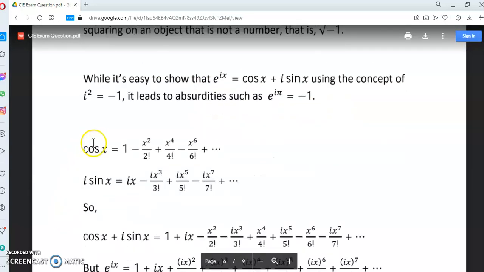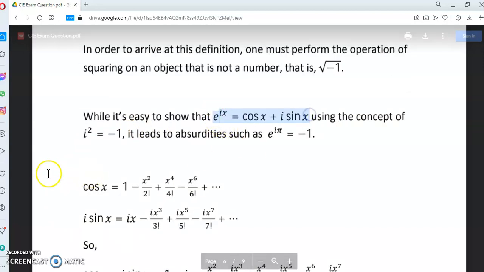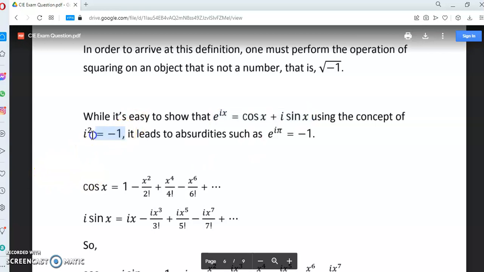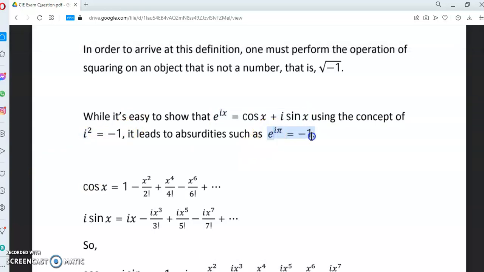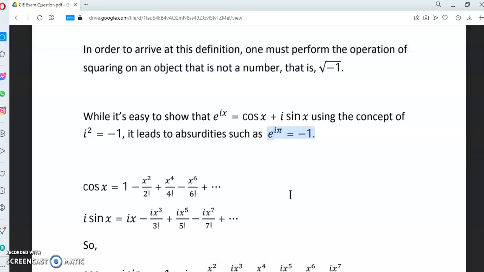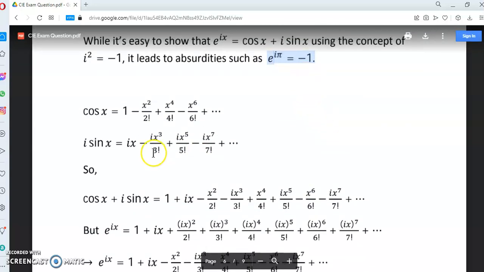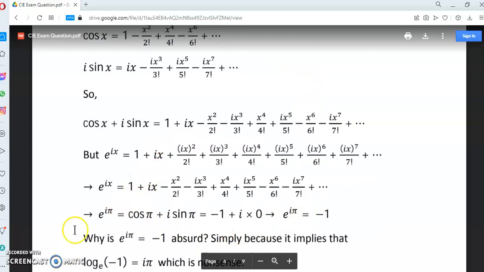Okay? So while it's easy to show that this is equal to this, if you accept that i squared is equal to -1, it leads to absurdities like this ugly formula, which is called the most beautiful formula ever created, but in actual fact, it's truly ugly. And I'll show you how this formula is obtained quickly over here, okay?